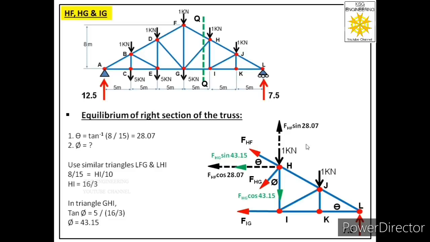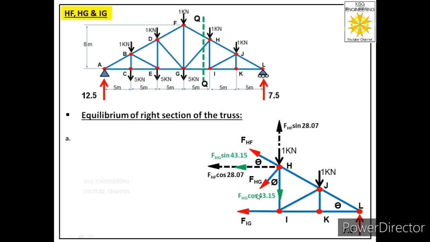Now we are ready with the free body of right section of this truss. Now we will apply equations of equilibrium to find the unknowns. So let us apply the first equation, that is summation Fx is equal to 0. So let us see how many forces are acting in this truss along x direction.